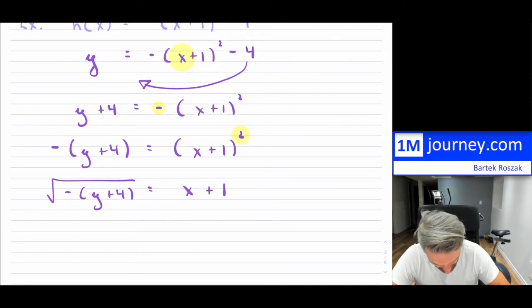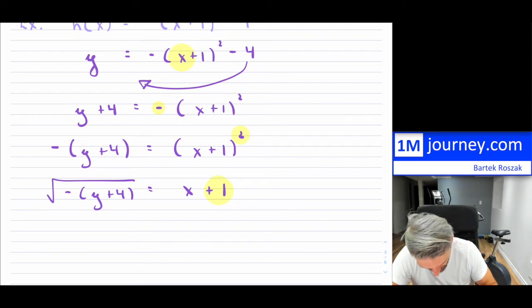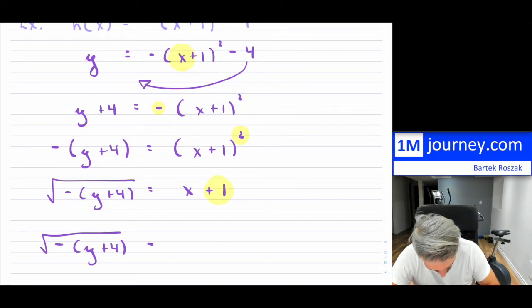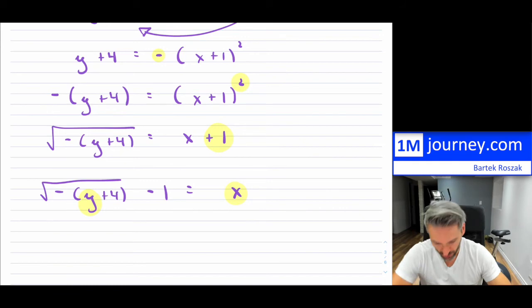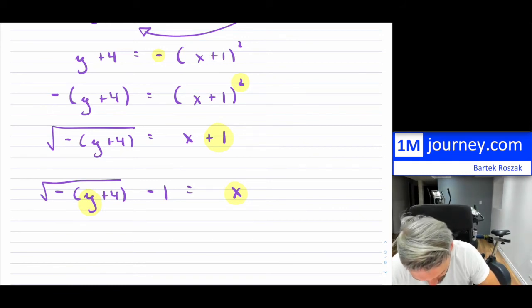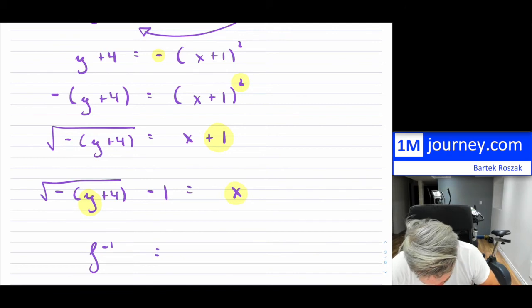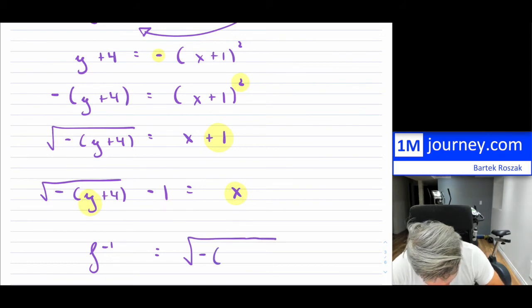And now the final step is I'm just going to shift this over on the other side. So what I'm going to get is this. Okay, and then it's going to be -1 is equal to x. And just as in the previous example, we have to swap the x and the y so that we actually get our inverse. All right. So now our inverse, so I'm going to write it. Our inverse is equal to, and now if I'm swapping those out, it's going to be negative, and this is going to be the square root of x plus 4, minus 1.